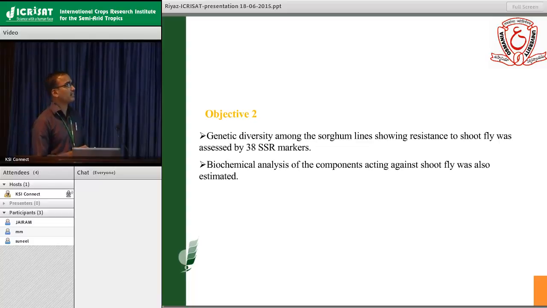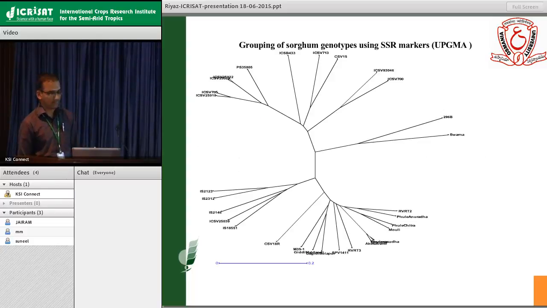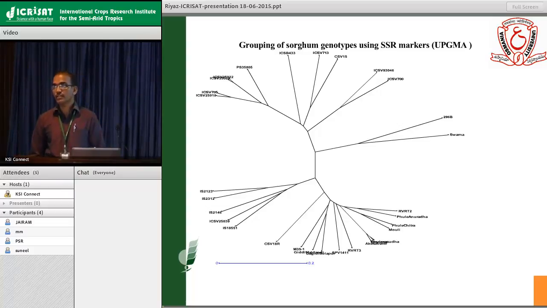markers to genotype these 30 lines, and found that they are genetically diverse, and biochemical analysis was also carried out. Using 38 SSR markers, a PIC value of around 0.45 is reported, and these 38 SSR markers group the genotypes into 4 different groups. Here is the susceptible group, that is Swarna 296B, here is the resistant group, that is the IS 18551 group, and these are the moderately resistant genotypes. This shows that whatever material we have used in the study is genetically diverse in nature.